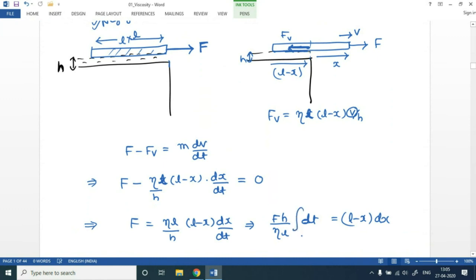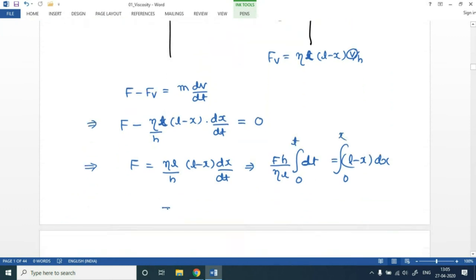This term is constant, so let's integrate from 0 to t and from 0 to x. Here what we will be getting is t equal to eta L divided by F h into (L x minus x square by 2). So we have got time as a function of x. In this function, if you substitute x equal to L by 2, you will get your required answer. So this is one of the problems.